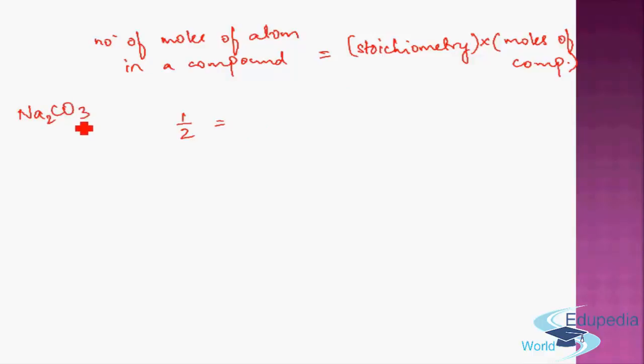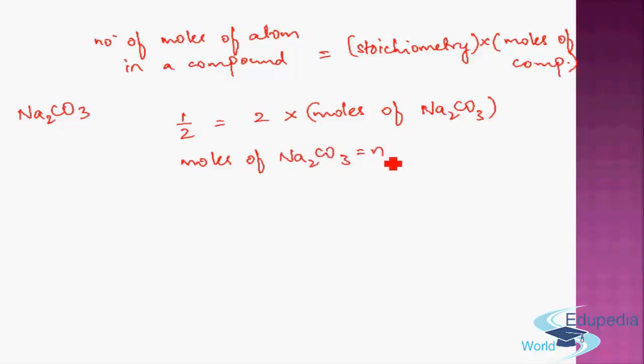And what is the stoichiometry? The molecular formula is Na2CO3. That means the stoichiometry of sodium in this compound is 2. So half is equal to 2 into moles of compound, that is moles of sodium carbonate inside the container. So this means number of moles of sodium carbonate inside the container, let's call it small n, is equal to 1 by 2 into 1 by 2, that is 1 by 4. From here we can easily get that moles of sodium carbonate is 1 by 4.